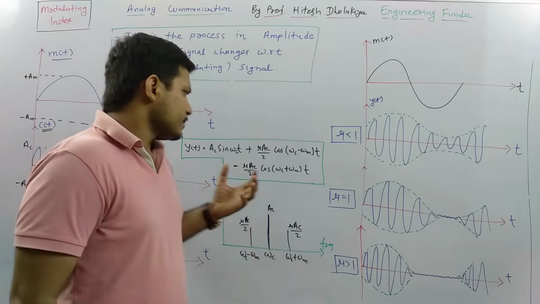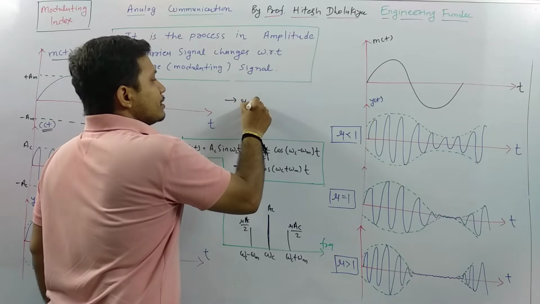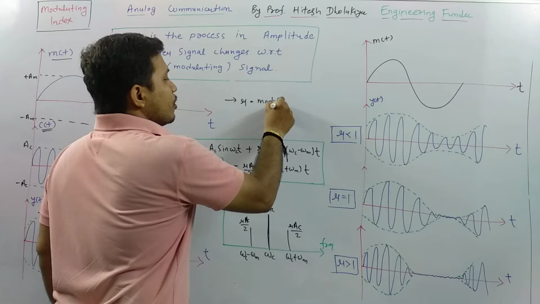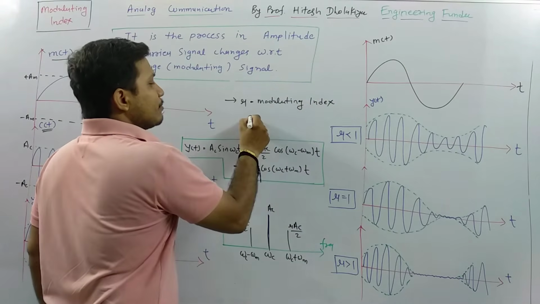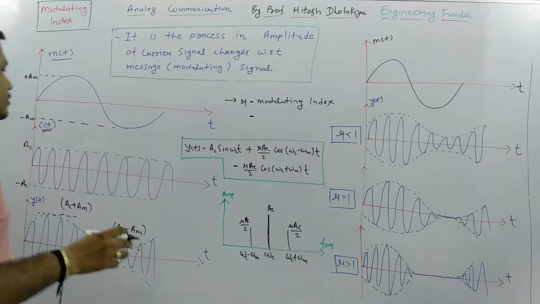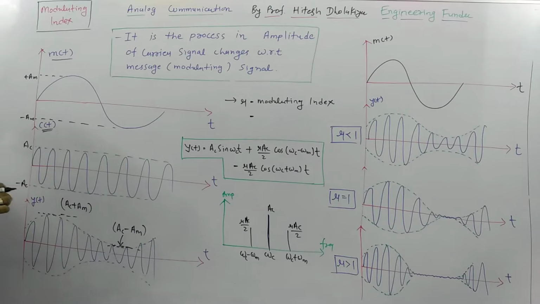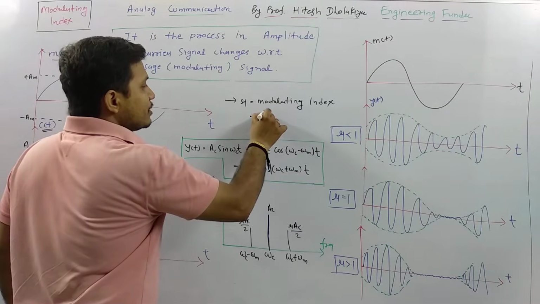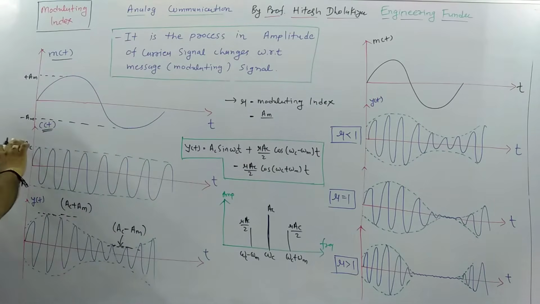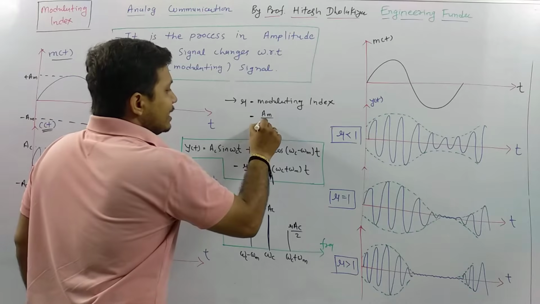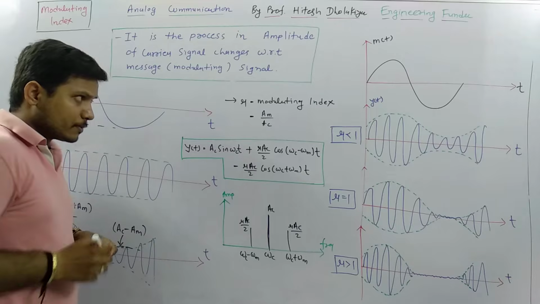Now here mu, that is modulating index, is the amplitude of modulating signal divided by amplitude of carrier signal. Here the amplitude of modulating signal is Am, and the amplitude of carrier signal is Ac. So modulating index is Am divided by Ac.